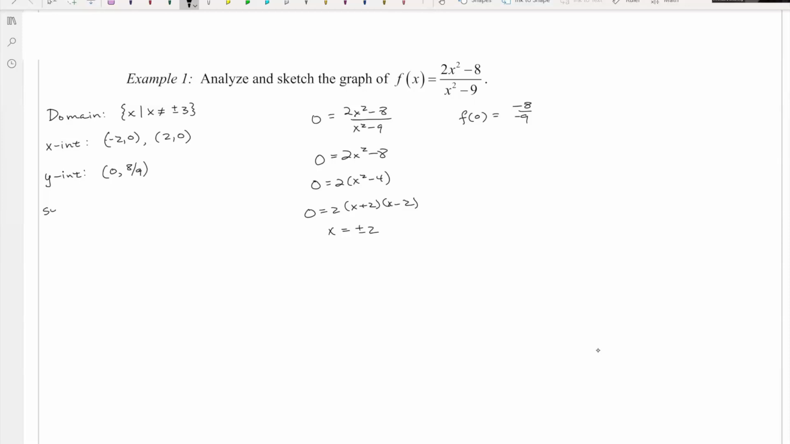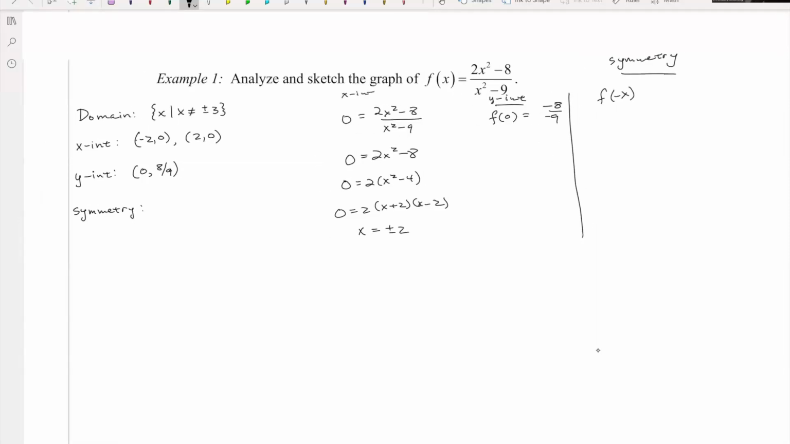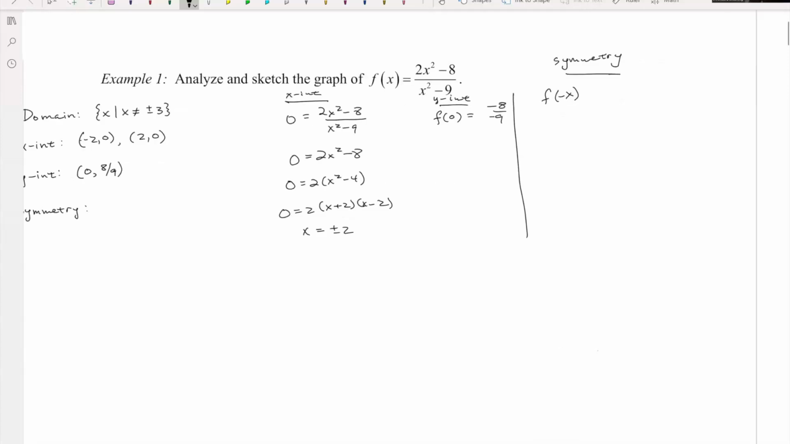Let's talk about symmetry. That's a matter of noticing whether you have an even or odd function, right? In other words, what's happening with f of -x? This is for symmetry. This was for y-intercept. This is for x-intercepts, okay?